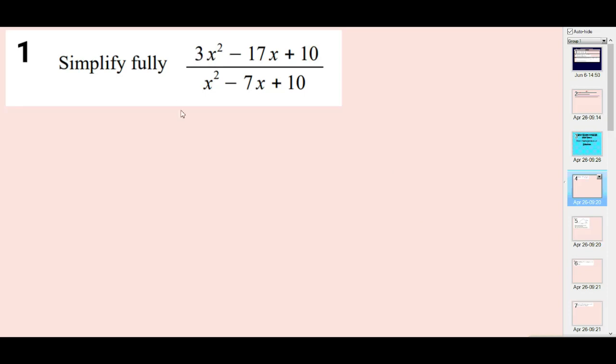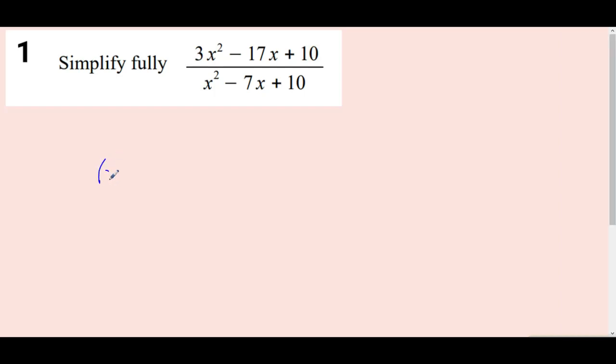Question 1 is an algebraic fraction question. We're asked to simplify fully. Now, with an algebraic fraction, we're asked to simplify where we've got quadratics. Our first step should be to factorize. I'm going to factorize the denominator first here because it does not have a coefficient of x squared that is greater than 1. So x squared subtract 7x plus 10 goes to x.